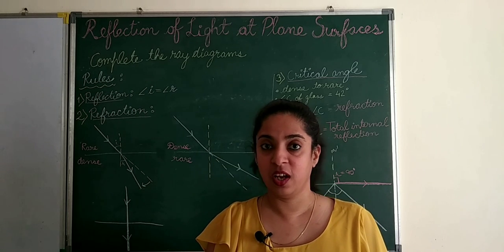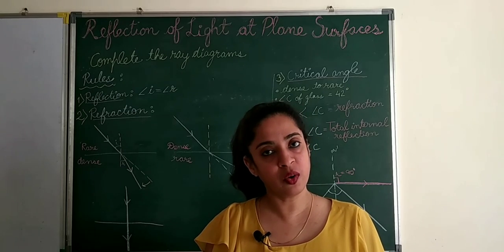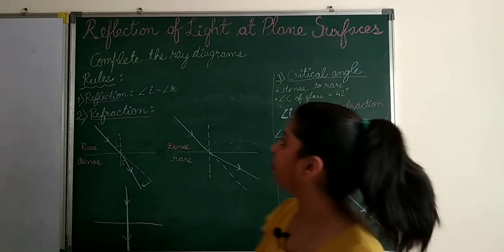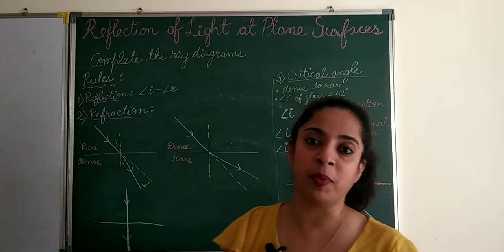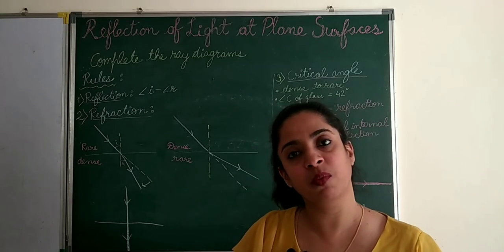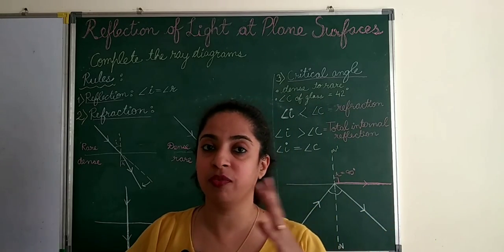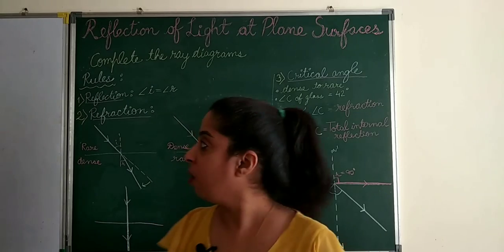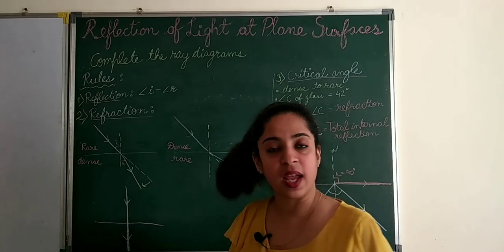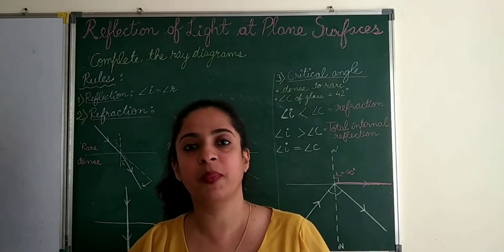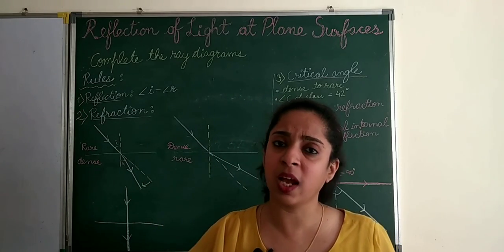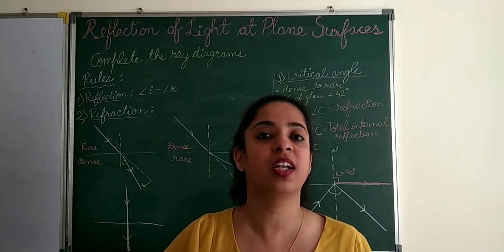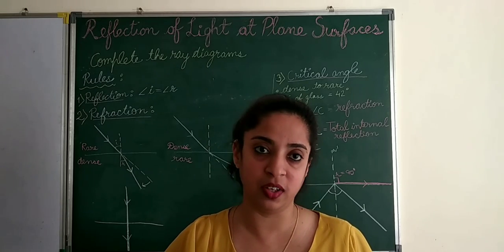My dear students, in today's video lesson, we are going to study a topic from the chapter Reflection of Light at Plane Surfaces. Now from this chapter, there is a question that comes in board exams most of the times, for either 3 marks or 4 marks, of complete the ray diagrams. They'll be giving you a prism or a rectangular prism and give you the incident ray and tell you to complete the path of that ray.